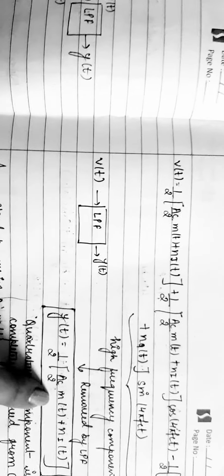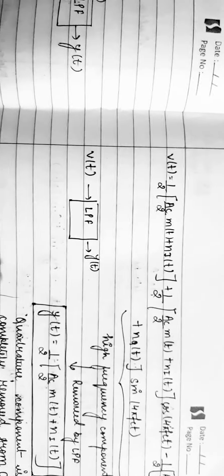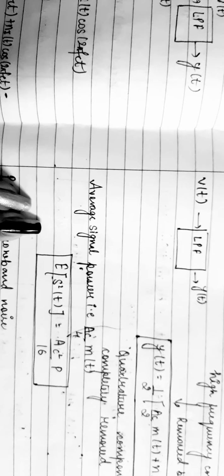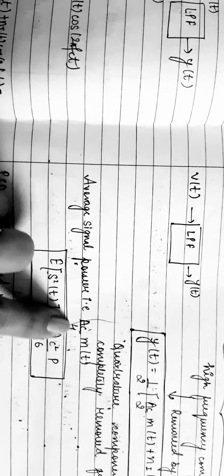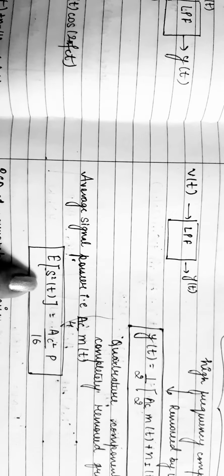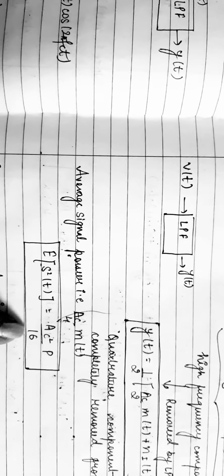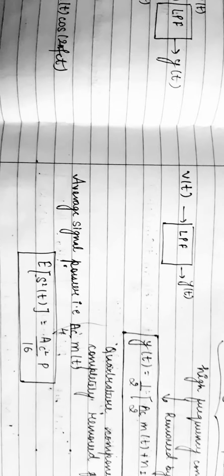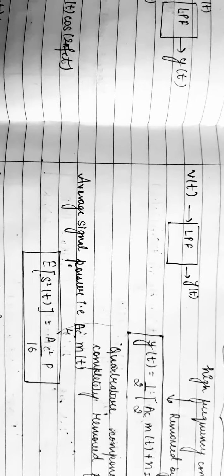So your y(t) will be equal to half A_c/2 m(t) plus n_I(t). Now here we can see that the quadrature component is completely removed from the output. So from here we can see that the average signal power, that is A_c/4 m(t), will be equal to the expectation of s²(t), which is A_c² upon 16 into P. Now we have calculated the average signal power. Now we'll calculate the average output power.